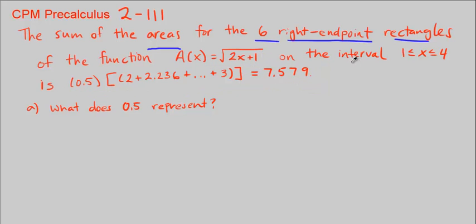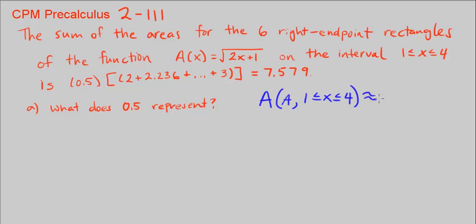7.579. Okay, so what that equation is telling us is, remember, the area between our curve a of x, so we're going to use a again here, but it's a different a, on the region 1 is less than or equal to x is less than or equal to 4, is approximately, here we go, 7.579. Okay? What does the 0.5 represent?